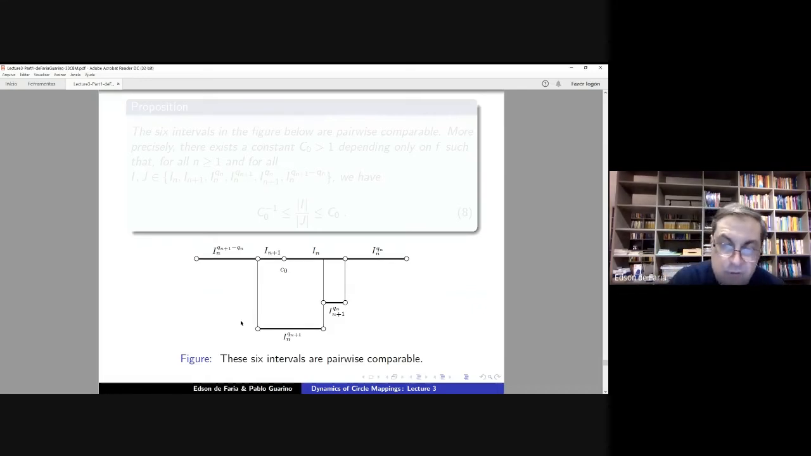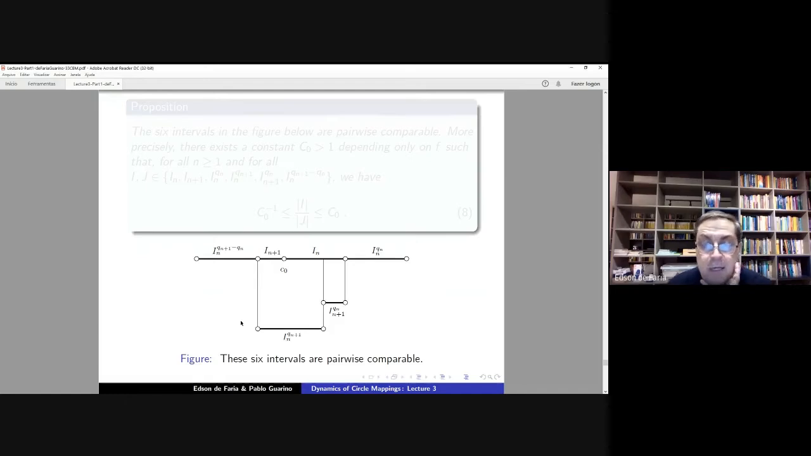You know, I drew this picture with the intervals at different levels, but they are all, of course, inside the unit circle, right? So this is just a schematic picture. So the interval I sub n plus 1 qn, which is the one that you see at the bottom on the right, is the image of I sub n plus 1 after qn iterates. And the bottom interval that you see in the picture on the left, which is labeled I sub n qn plus 1, is the qn plus 1 iterate of the interval I sub n.